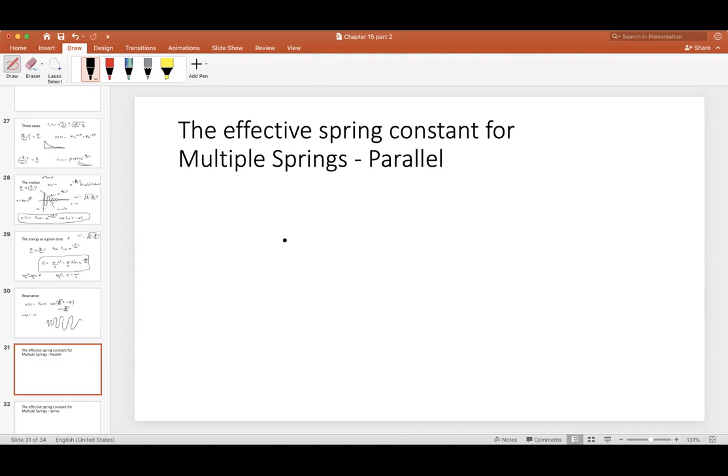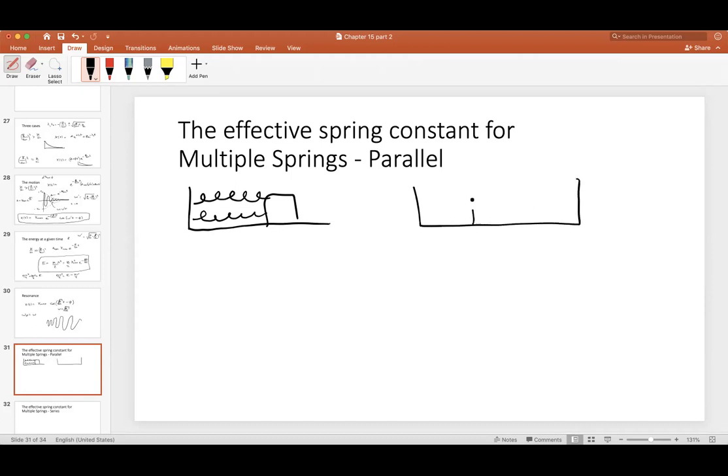The last thing I want to talk about is springs. And what we haven't really talked about is what if we have multiple springs? So we've been talking about, well, it's a block connected to a spring. But what if it was a block connected to two springs? Or better yet, what if it was a block connected to two strings or springs like this? How do we handle these? Okay. Well, this situation is the parallel situation. And this situation is the series.